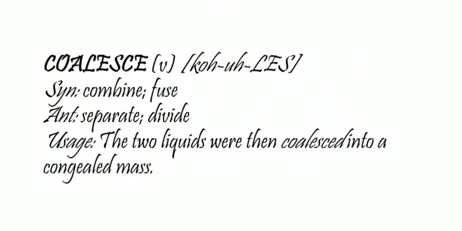Coalesce is a verb. Combine and fuse are the synonyms for this word. Separate and divide are its antonyms. The two liquids were then coalesced into a congealed mass. Congealed means to get collected, and coalesced means to combine into a single congealed mass.